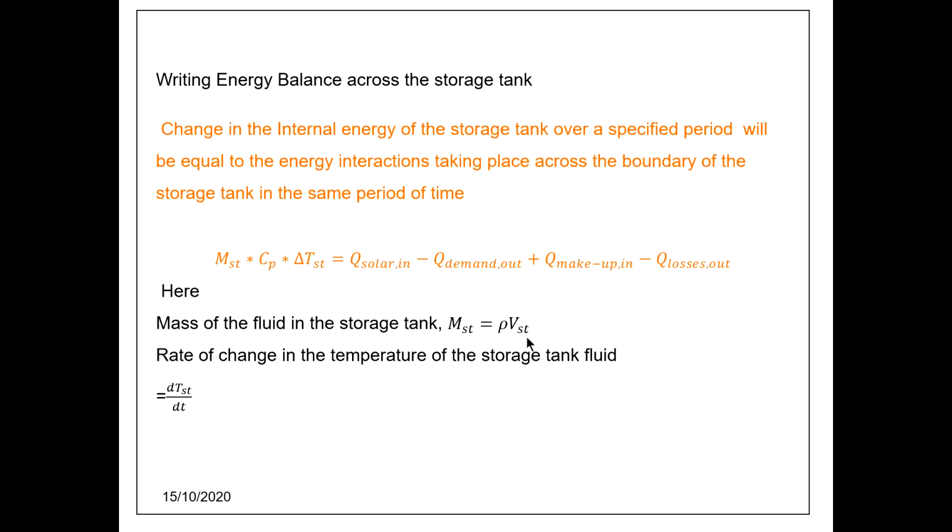In place of that, the usual way to express the capacity of the storage tank is in liters, say 500 liters, 200 liters, 100 liters, 3000 liters, like this. That's why it is expressed. The mass of the fluid in the storage tank is expressed in terms of density times volume of the storage tank. Now, the rate of change in the temperature of the storage tank is written in this fashion, with respect to time, dTst by dt. Tst is the storage temperature and dt is the time period which we are going to consider.